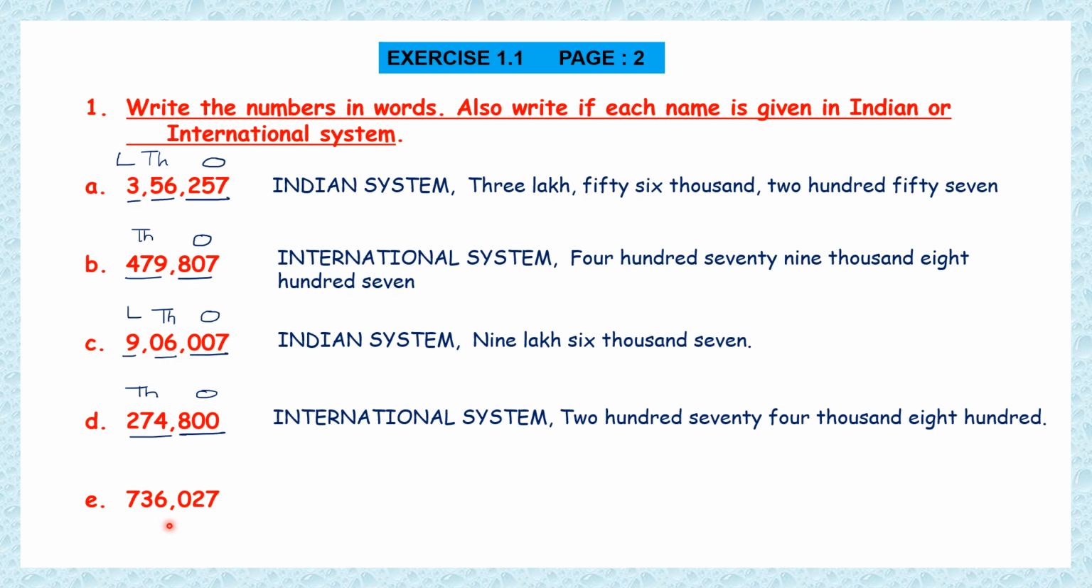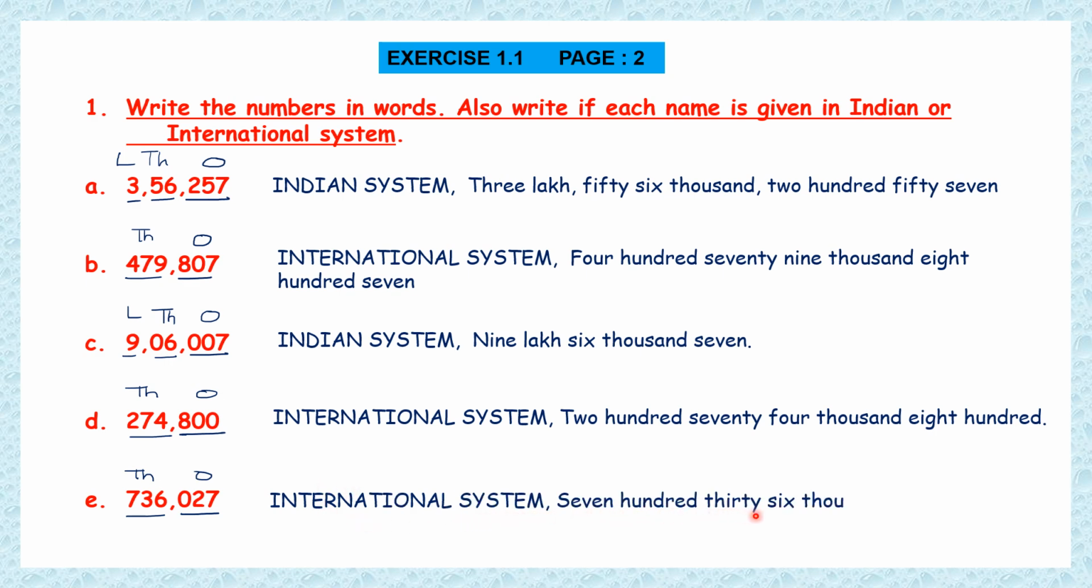Next one. So here also you can see only one comma. That means there are only 2 periods. So this is the ones period and this is the thousands period. That means if there are only 2 periods, this is the international system. So now how do we read this? 736,027. So let's write that now. International system 736,027. So we have written all these numbers in words. We've also written which system they belong to.